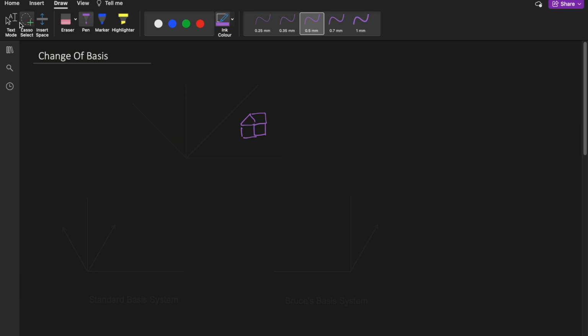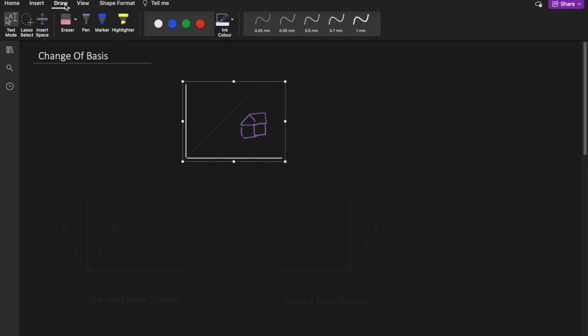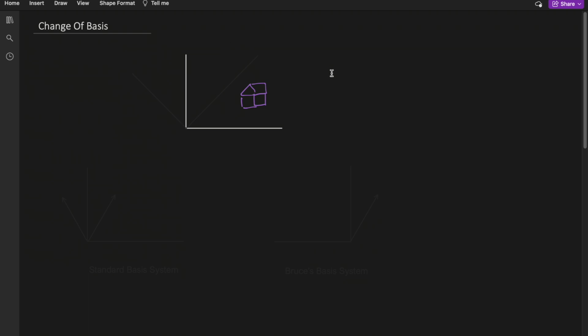Let us suppose you use the standard XY coordinate system. Now let us suppose this house is a kind of point object, and this is the vector pointing to your house.